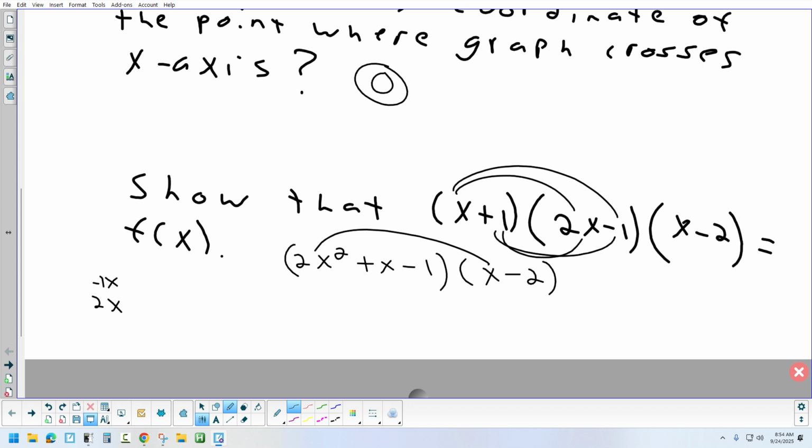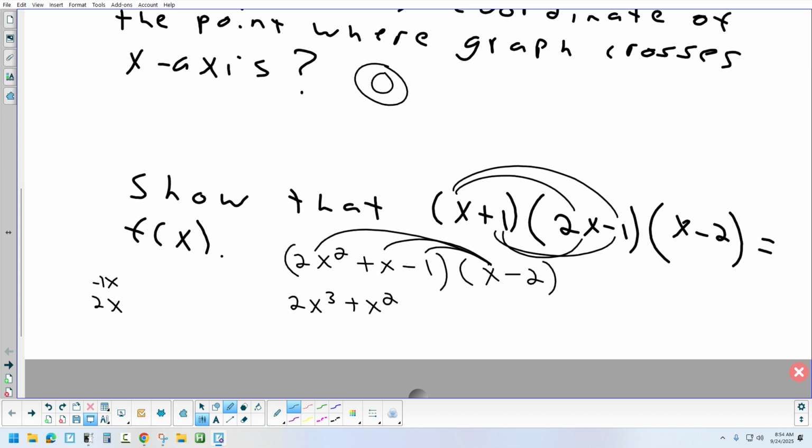So we'll start with x times 2x squared. And Quinn, what's x times 2x squared going to give me? 2x cubed. Yep, 2x cubed. Okay, next one. Let's do x times x. Madison, what's that? That's x squared.